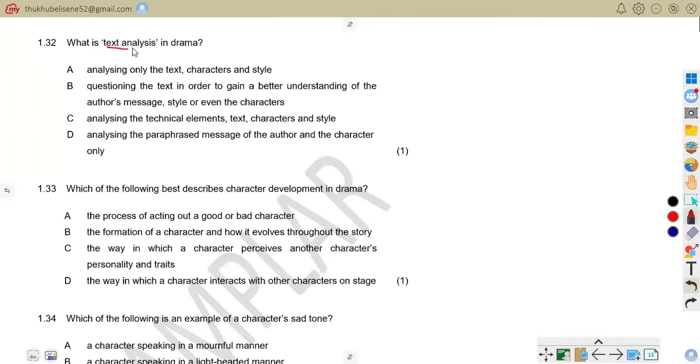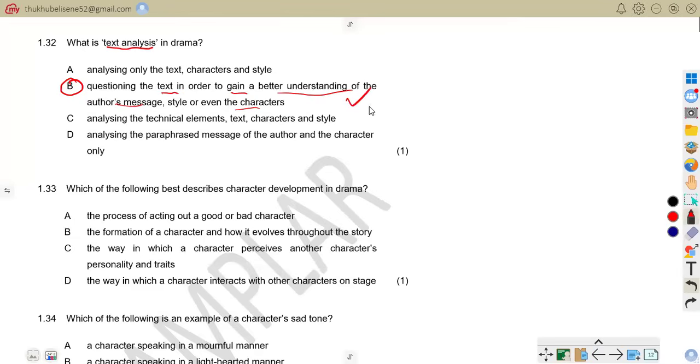1.32: What is a text analysis in drama? The correct answer there is B. Why B? Because it is questioning the text in order to gain a better understanding of the author's message, style, or even characters. It's called a text analysis in drama.